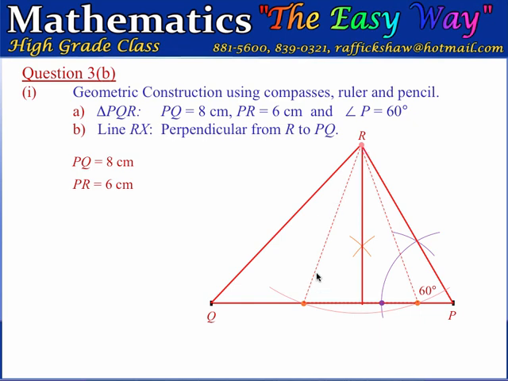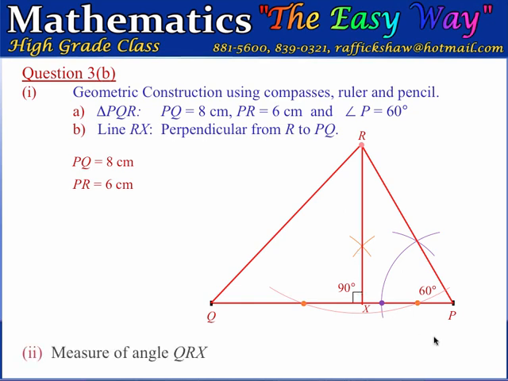I will now remove the outline of this triangle because that's not a part of the construction. It was just there to explain the concept of this construction, so we'll remove that, and that's our final construction. And as we said, this line now is perpendicular to PQ, and we can show that, and the point here is X, and so this is the line RX, and that completes our construction.